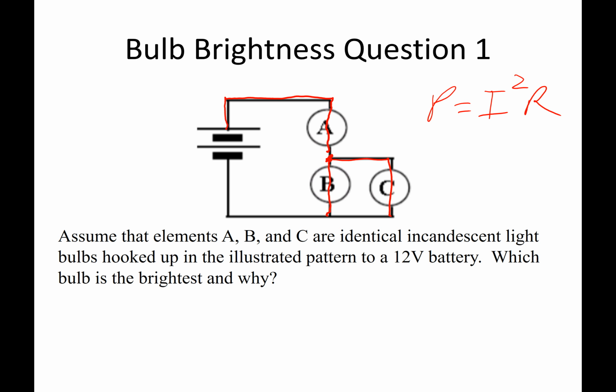So what that tells me is that all the current goes through A, but only half goes through B and C. That means that bulb A has to be the brightest because it's going to have much more power dissipated. Bulbs B and C will be dimmer, but they will have equal brightness to each other.